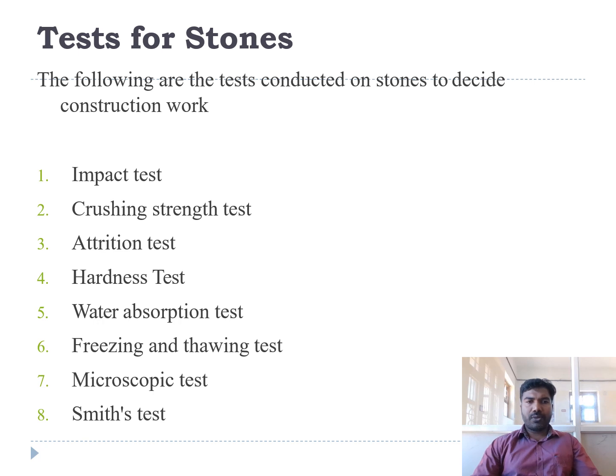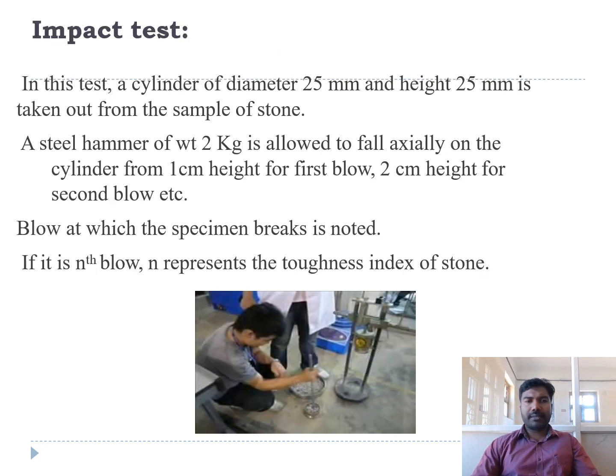Tests for stones. The following are the tests conducted on stones to decide whether they are usable for construction or not. First, impact test. Next, crushing strength test, attrition test, hardness test, water absorption test, freezing and thawing test, microscopic test, and Smith test. These are all the tests on stones. First one, impact test.